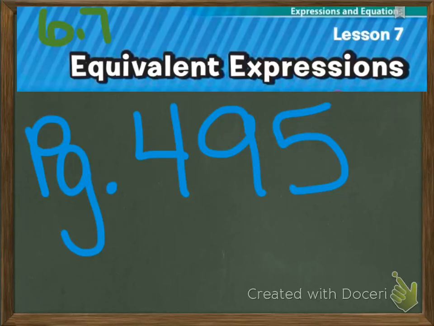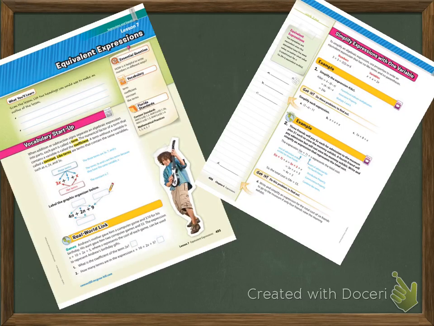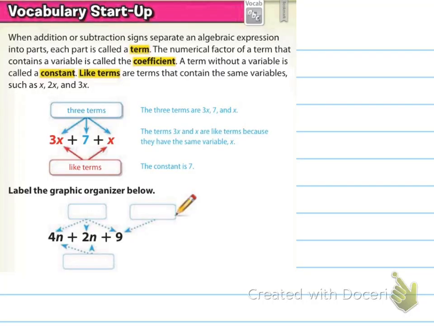Right, we're working on 6.7, equivalent expressions, and that starts on page 495. So this is what your pages look like. The first thing we're going to work on is our vocabulary startup.